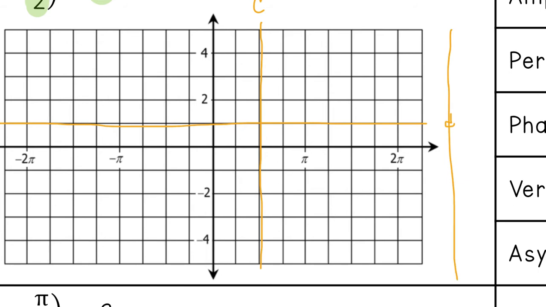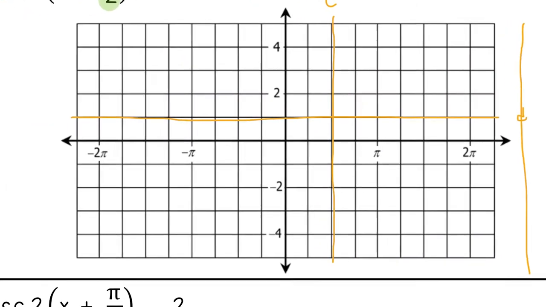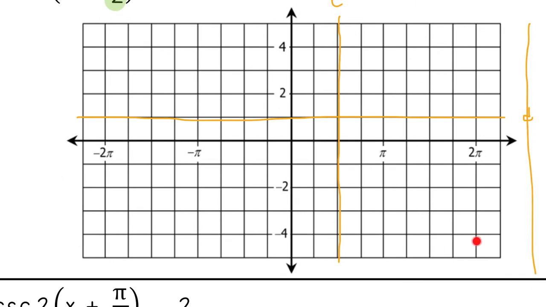But since I don't have enough graph for that, I'm actually going to work the other way because this graph is periodic, so technically this should be repeating over and over again. 2 pi is 4, 8 squares. So I'm just going to count 8 squares the other direction. 1, 2, 3, 4, 5, 6, 7, 8. So a cycle should begin there again.